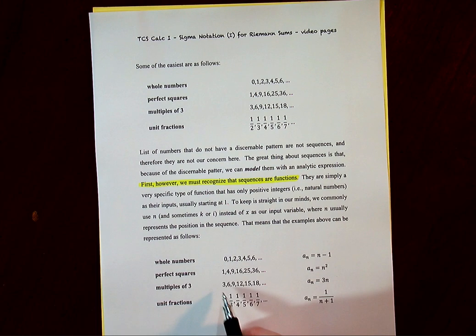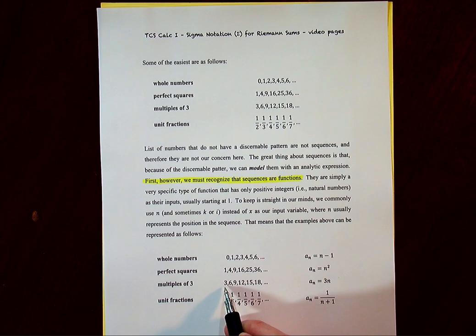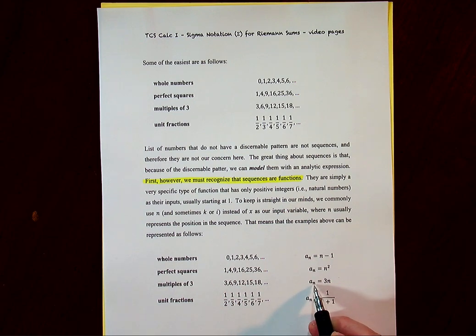Multiples of 3: first position is 3, or 3 times 1. Second position is 6, or 3 times 2. Third position is 9, or 3 times 3. And the fourth position is 12, or 4 times 3. So therefore, the nth position is 3 times n.